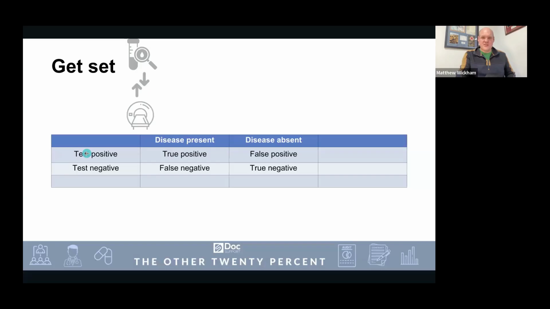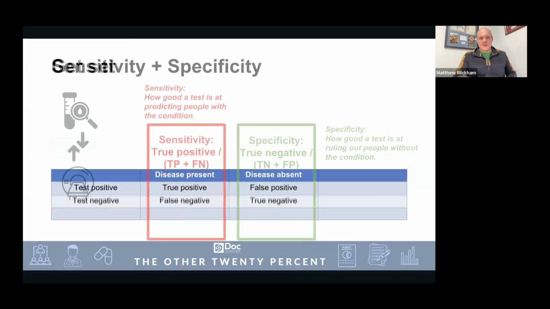If I've got a positive test and the disease is present, that's a true positive. Lovely. And if I've got a test that's negative and the disease is absent, that's a true negative. Marvelous. But if the test is positive, they've gone through all of the investigations and the disease is absent, that's a false positive, and likewise false negative as well. So make sure that you're mindful and wary of that.